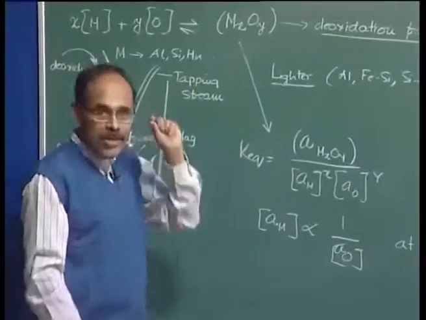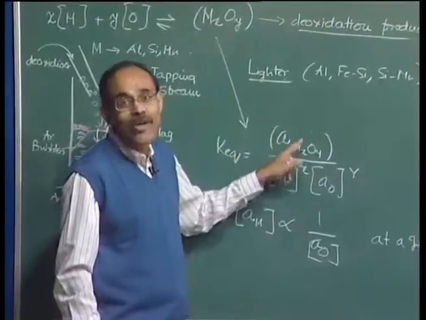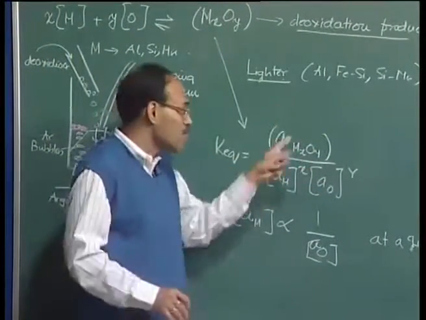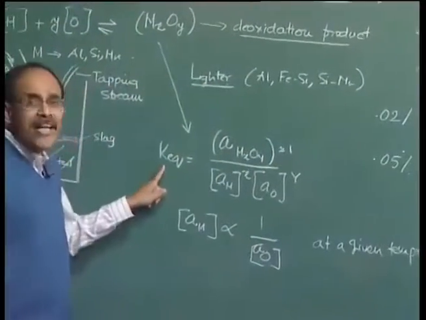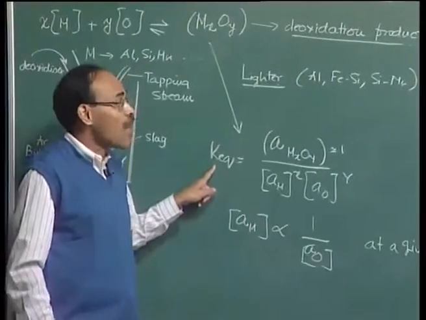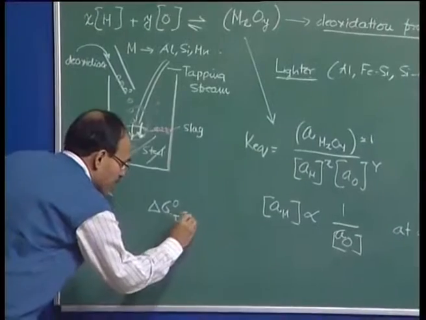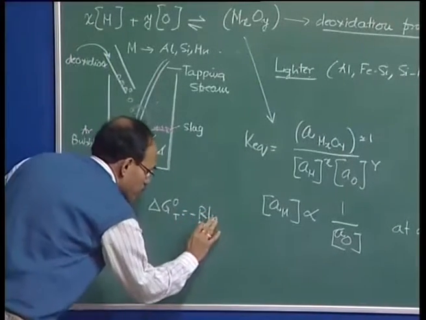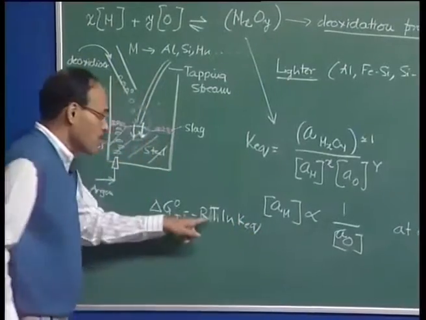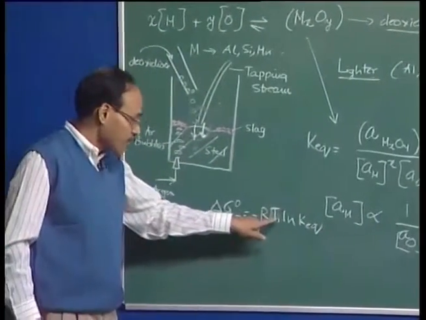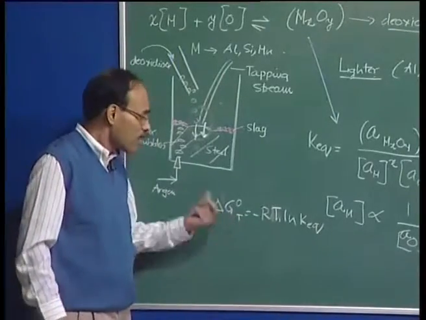Now, as I said, if I assume for the sake of simplicity that the metal oxide, or alumina, is in pure form, there are no other oxides present, I can set that activity approximately equal to 1. I can obtain the value of the K equilibrium because I know that delta G naught is equal to minus RT ln K equilibrium, and therefore, using the value of the gas constant, the temperature, and because I know the value of delta G naught at various temperatures.